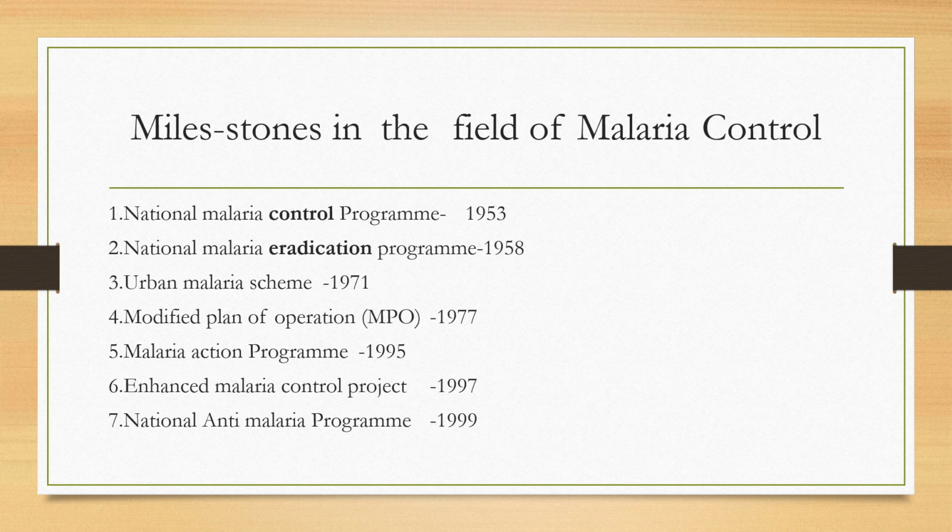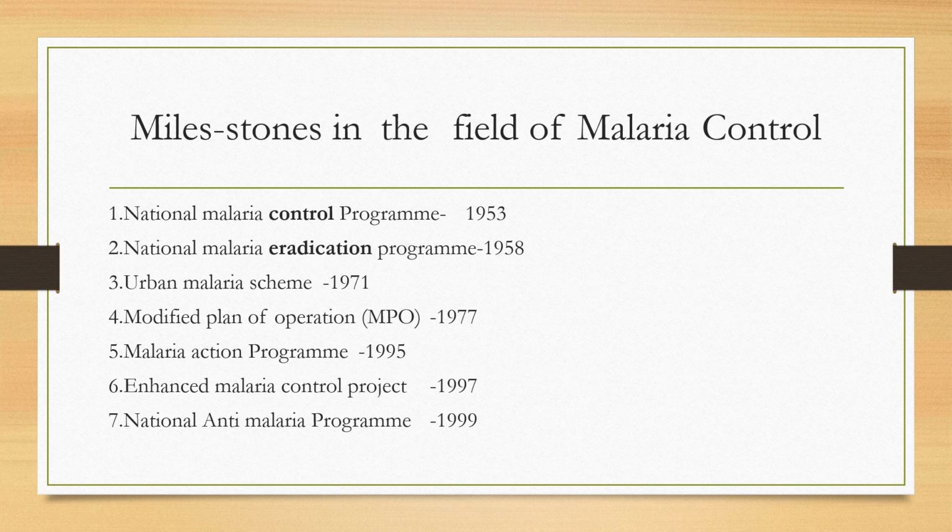And so, urban malaria scheme was launched in 1971. Then it was also stated that all the areas of the country do not need equal focus. There are certain pockets where malaria is highly endemic and more cases, more fatalities are happening. Certain areas where there are low cases and no fatalities happening. And so there was a modified plan of operation for malaria control launched in 1977.